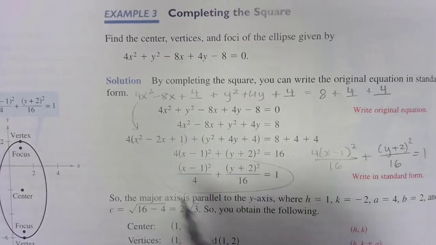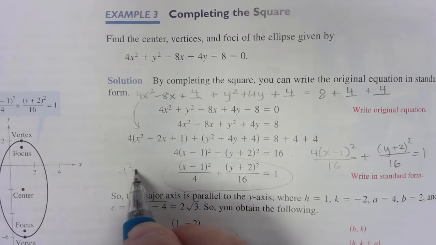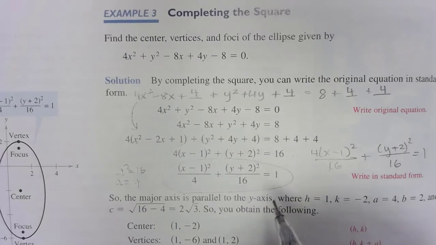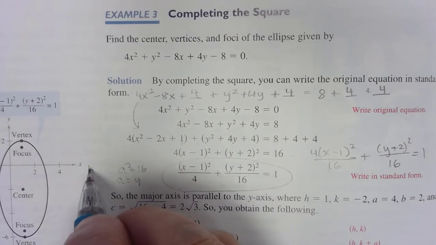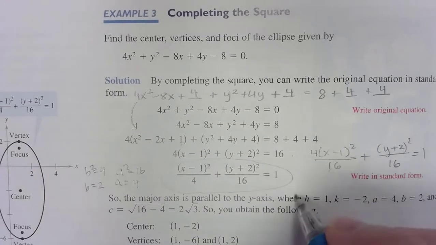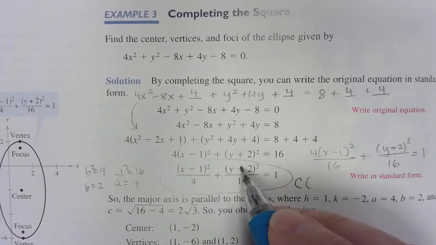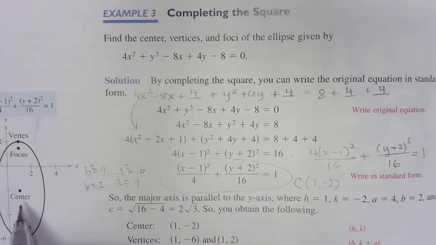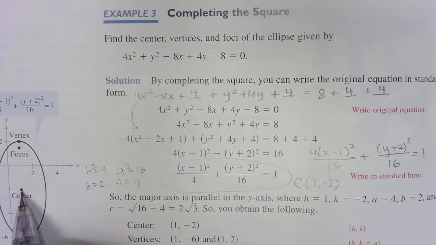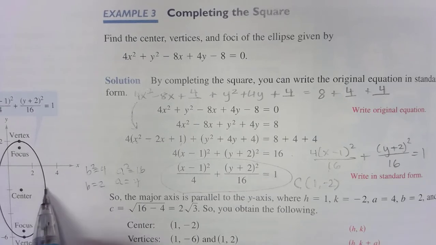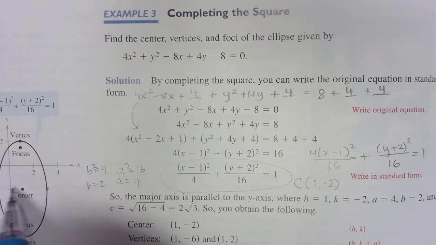Now what do we see? A squared is the bigger one. So a is 4. B squared is the smaller one. So b is 2. What is my center? The point 1, negative 2. So I am going to go from 1, negative 2, up 4 to get to that vertex, and down 4 to get to that vertex. And I'm going to go right 2 to get to this point, and left 2 to get to that point.